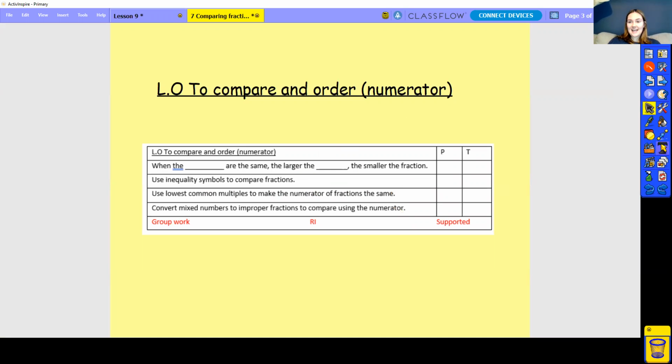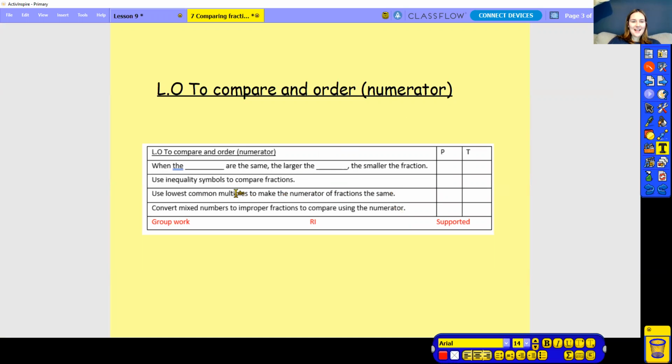So this one here is when the numerators are the same, the larger the denominator, the smaller the fraction. So if you've got two fractions like 1/3 and then 1/4, the numerator is the same in both of them. It's both 1, but the larger the denominator means the more pieces that it has been split into, so that gives you a smaller fraction.